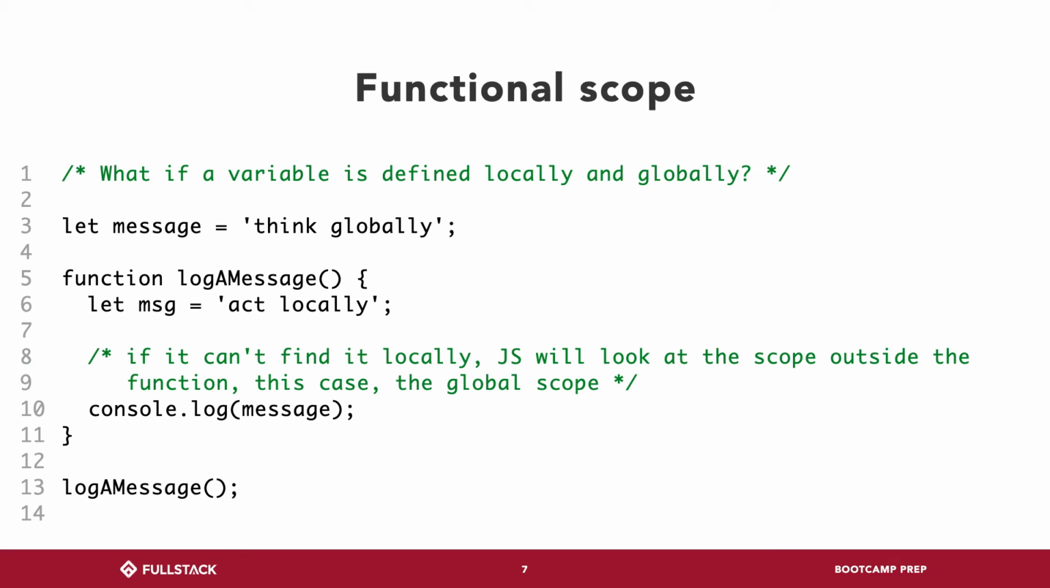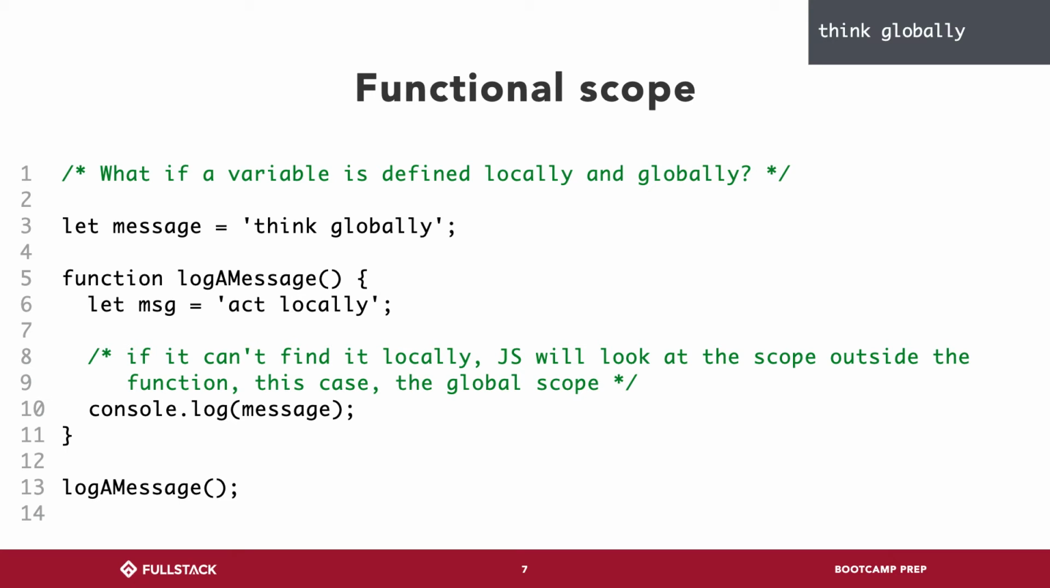So here, console.log message, where is message? All I see here is a variable called MSG, right? So this is act locally, but we don't care. JavaScript is still looking. So we go up one, right? So now we get think globally. Does that make sense? These are just strict rules. Rules that need to be remembered.